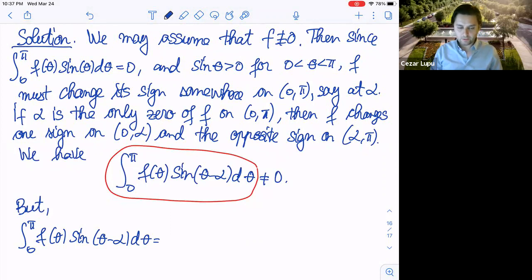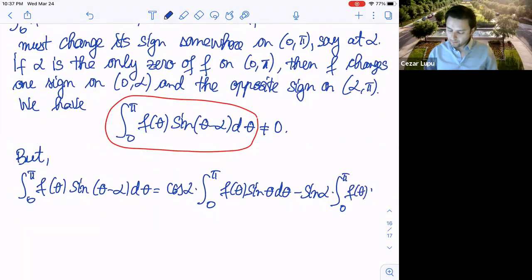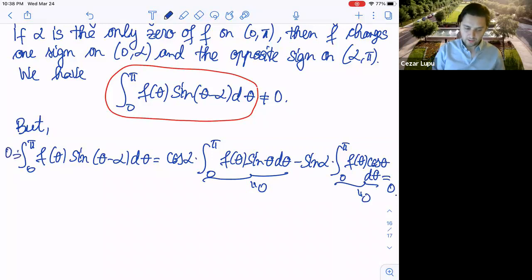So let's see, what do we have? We have cosine alpha times the integral from 0 to pi of f of theta sine of theta d theta, minus sine of alpha times the integral from 0 to pi of f of theta cosine of theta d theta. And these guys, if you look at them, we know that this guy is 0, this guy is 0, so everything will be 0, which is a contradiction if you look at it.